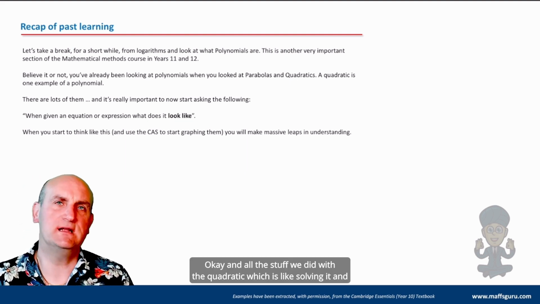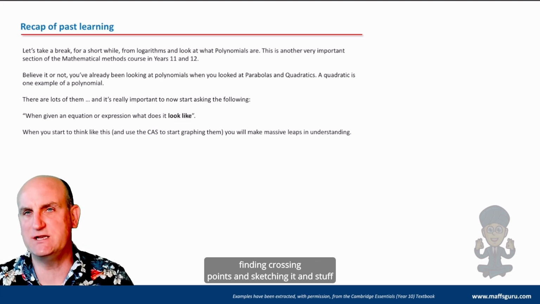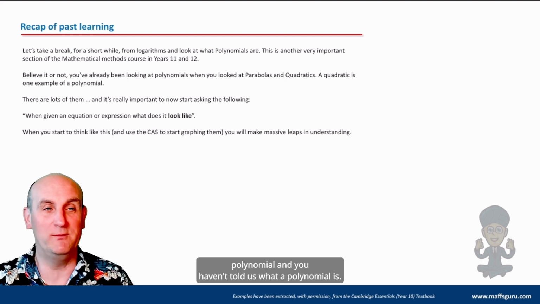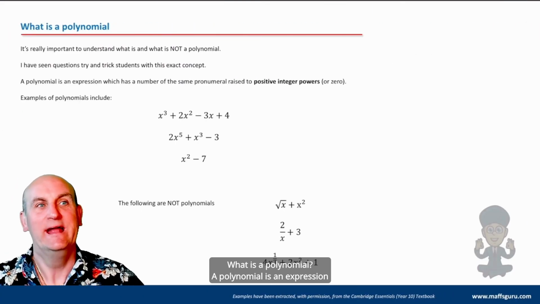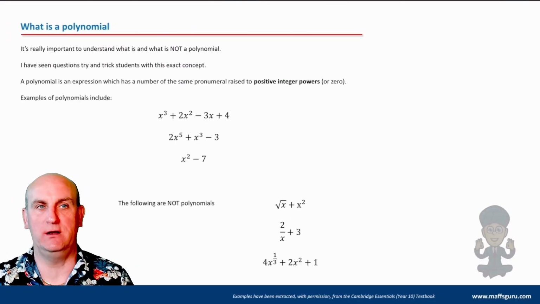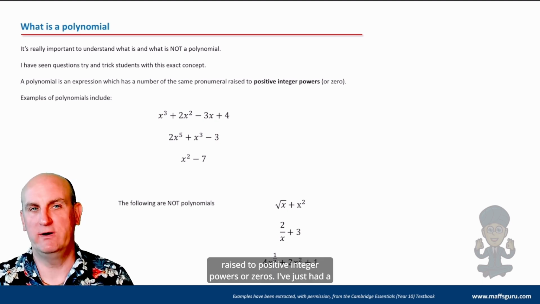All the stuff we did with quadratics, like solving them, finding crossing points and sketching them, we can do with all sorts of polynomials. You're saying, but you keep saying polynomial and you haven't told us what a polynomial is. Okay. What is a polynomial? A polynomial is an expression which has a number of the same pronumerals raised to positive integer powers or zero.